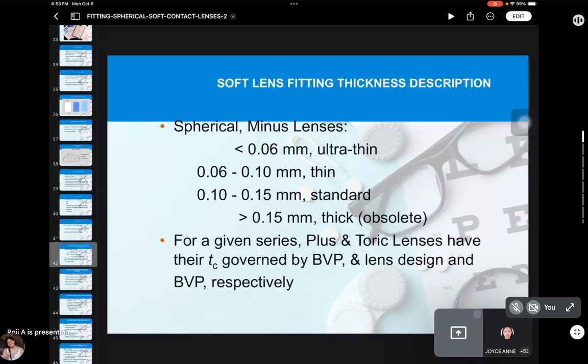And then here is a thickness description when it comes to minus lenses, because minus is thicker peripherally against a plus, which is thicker centrally. So again, what are you looking at? Of course, you're also still looking at hypoxia on the periphery. That's number one. Tension over the lid, number two. And the fit, of course, and the comfort.